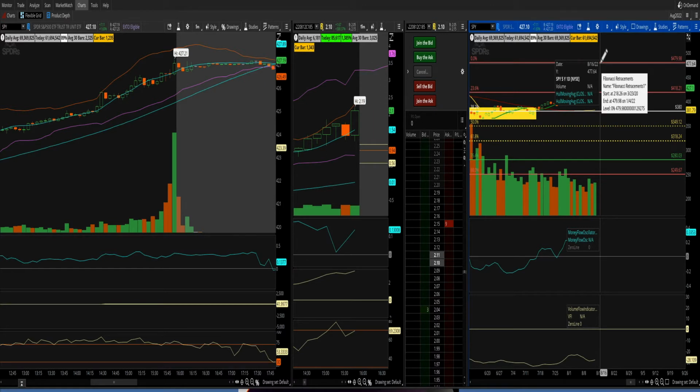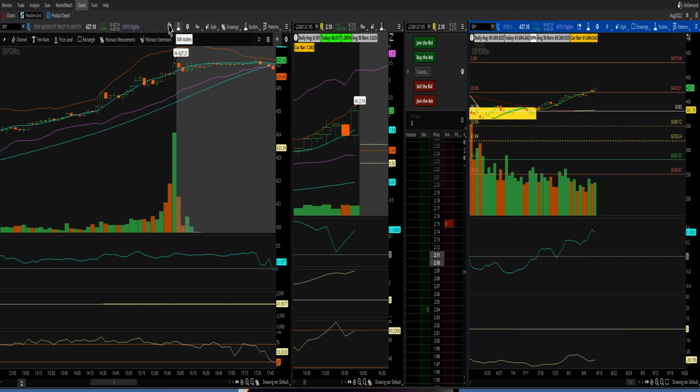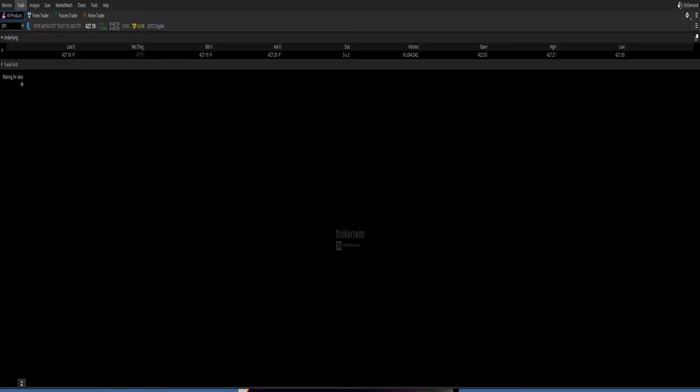Now, that's a big movement, right? So if we're looking at that, we're at 427 right now. That's a $50 move almost, right? That's what you're looking at. Well, let's come over here and see how much does the SPY move.